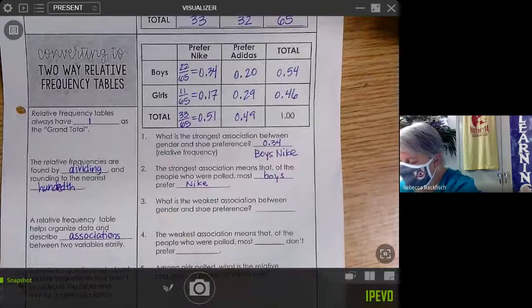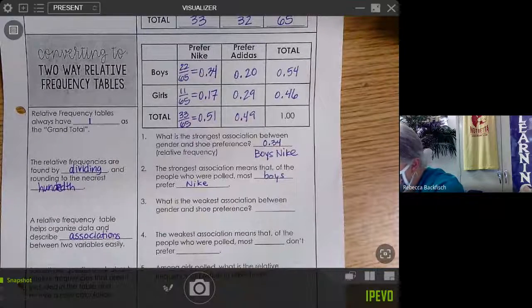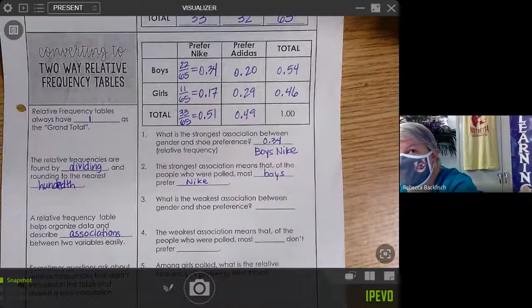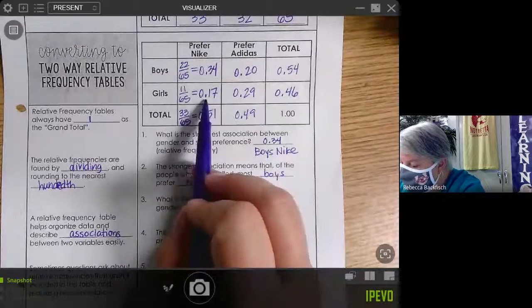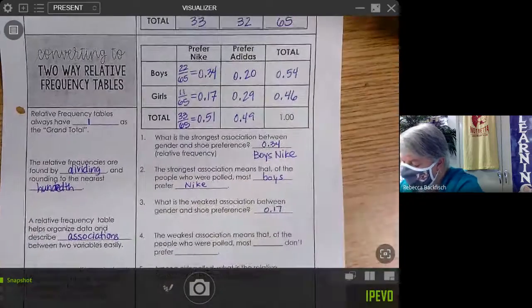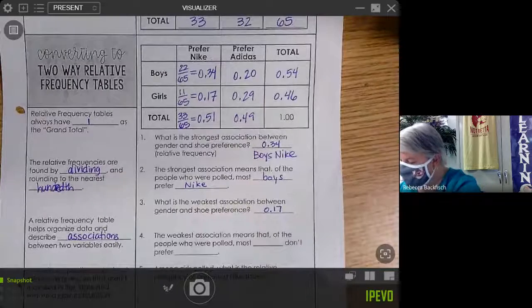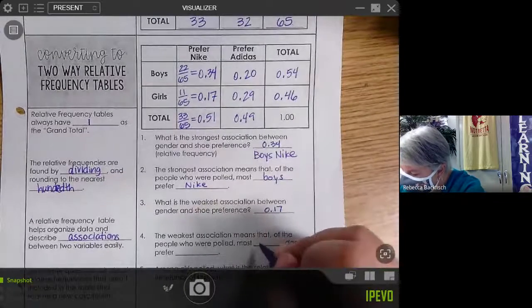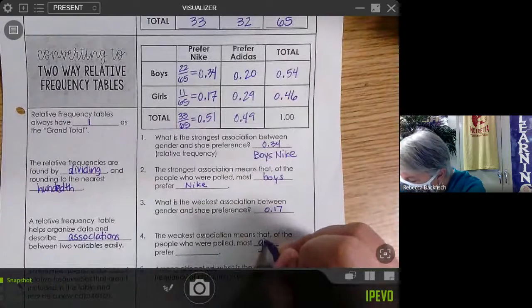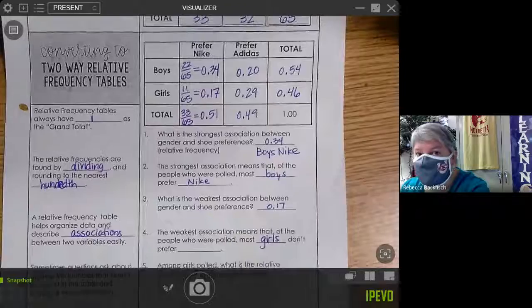What is the weakest association between gender and shoe preference? Which number is the weakest or the smallest? 0.17. There you go, right there. The weakest association means that of the people who were polled, most girls don't prefer Nike.